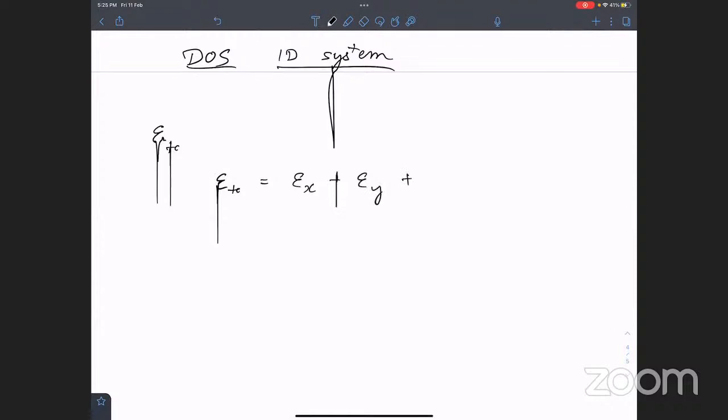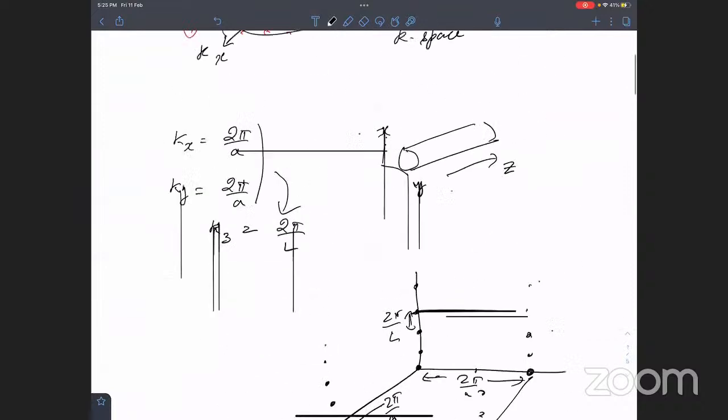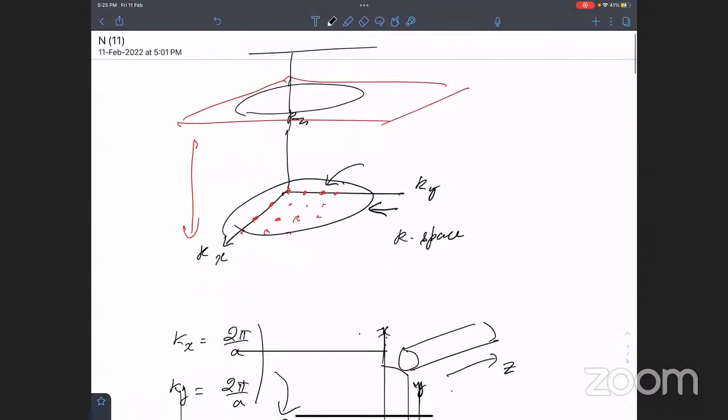Excuse me, sir. Yes, yes. So in the last class, we saw that for 2D, the density of states was independent of the energy. Yeah, that was when we are counting. See, do you understand this part, as to the density of states having multiple planes like this? Multiple planes, yes, sir.